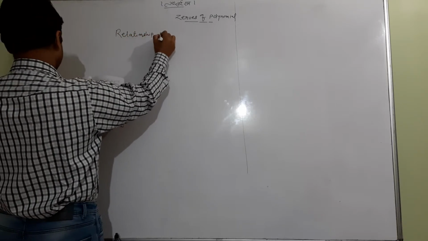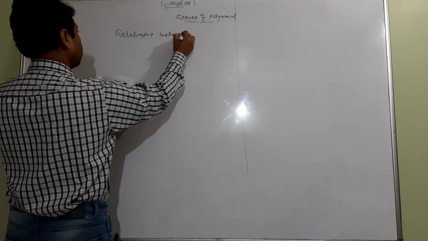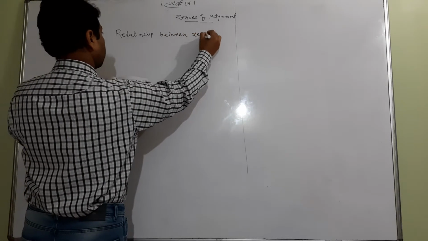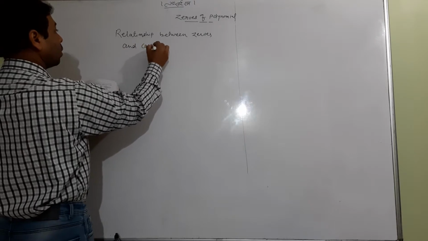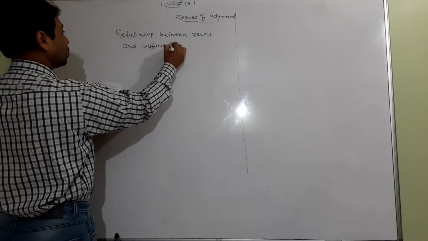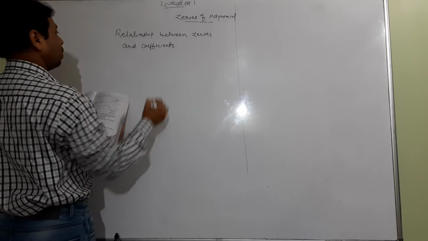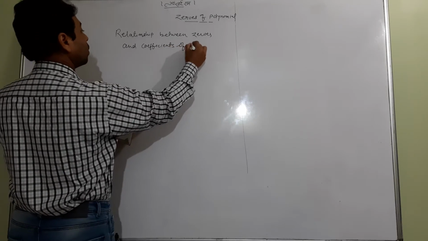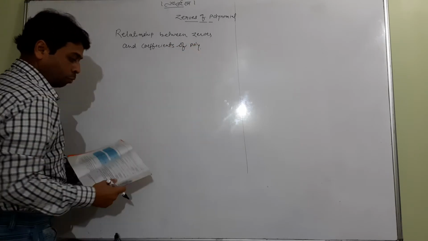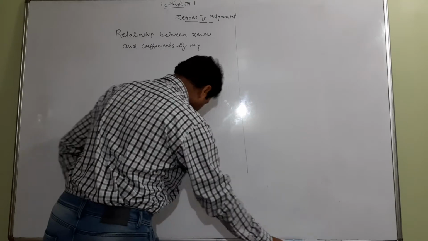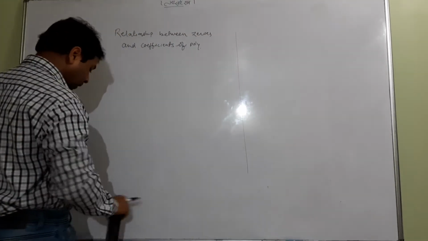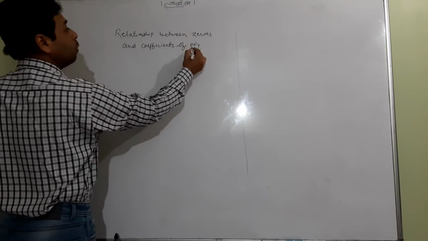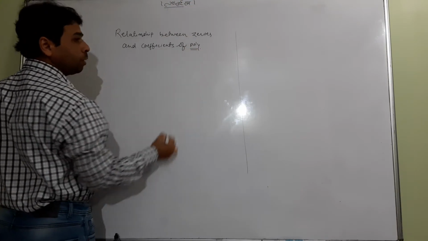relationship between zeros and coefficients of the polynomial. Students mainly will study in this section, will focus on quadratic polynomial.